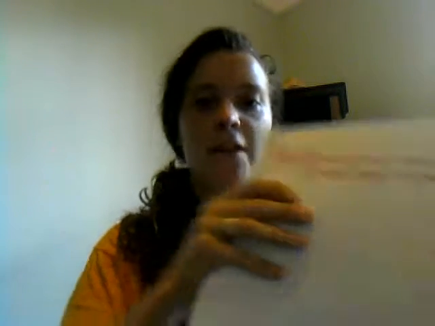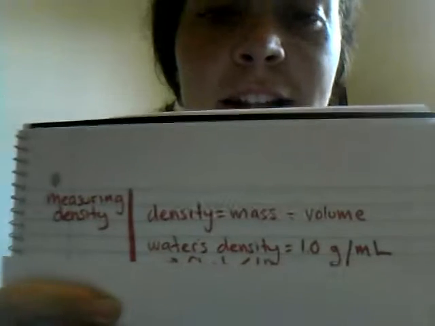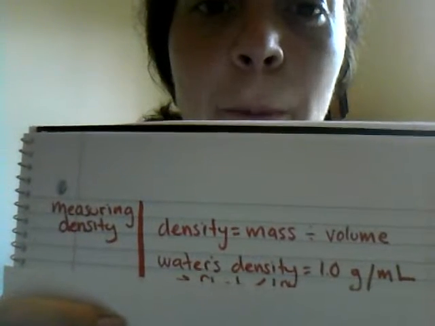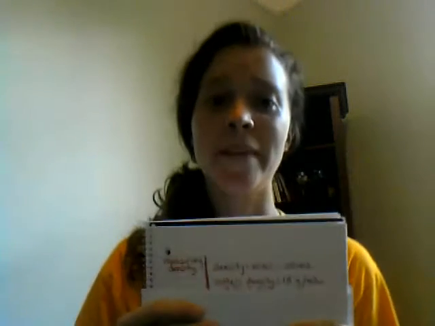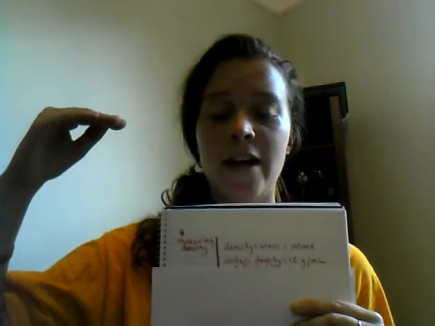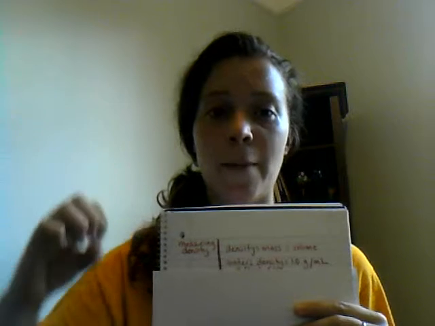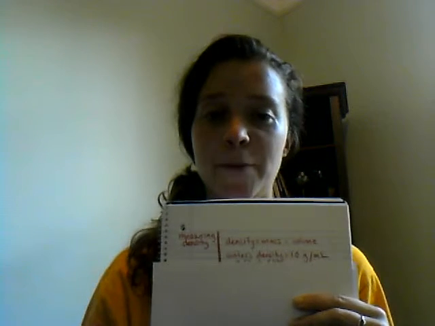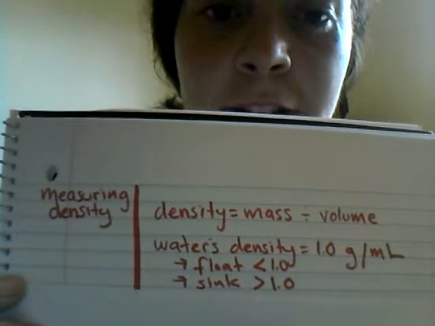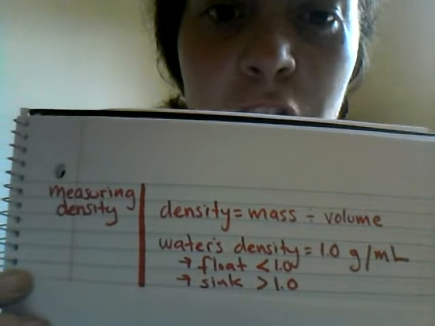One thing we have to remember from our lab last week, water's density is 1.0 grams per milliliter. What that means is that anything less than 1 is gonna float, and if it's greater than 1, that means there's a lot of matter in the same space, it's gonna sink. It floats if it's less than 1, it sinks if it's greater than 1.